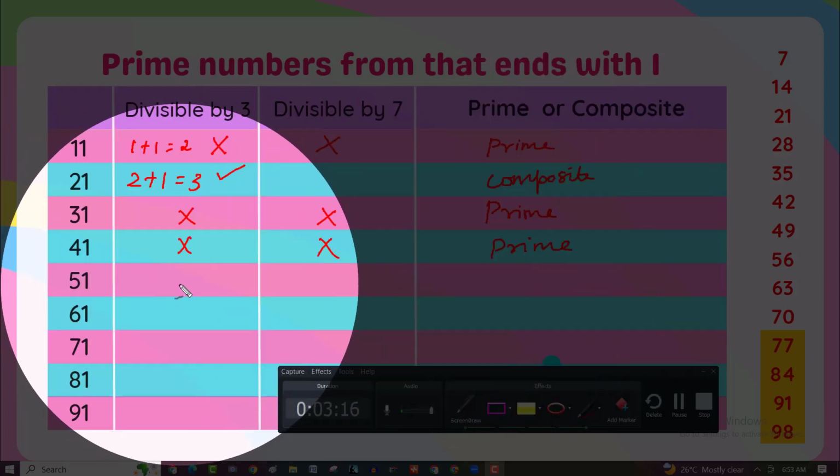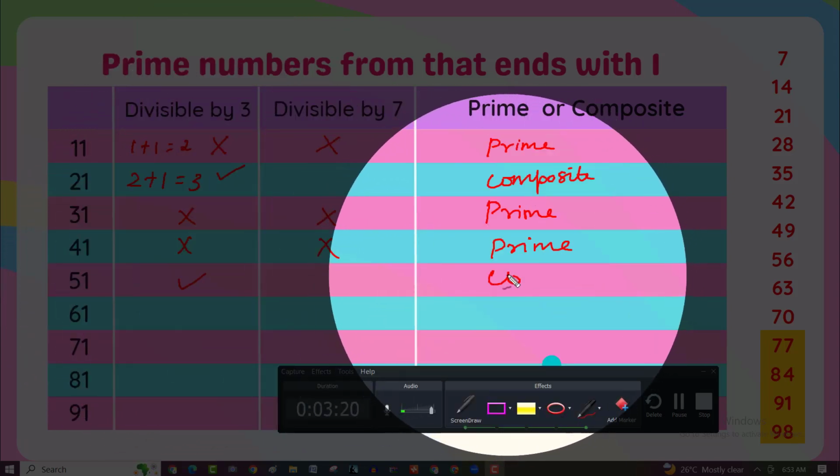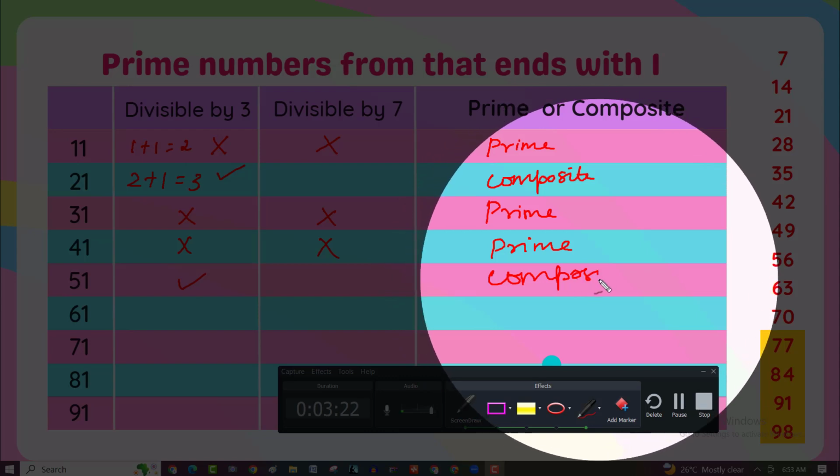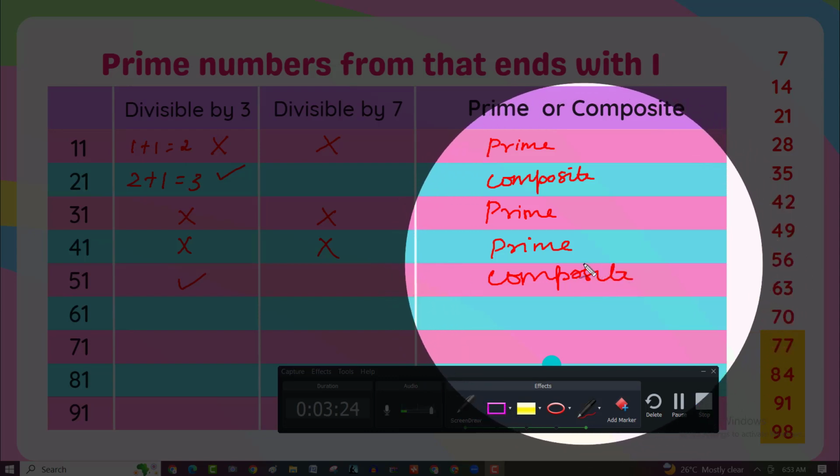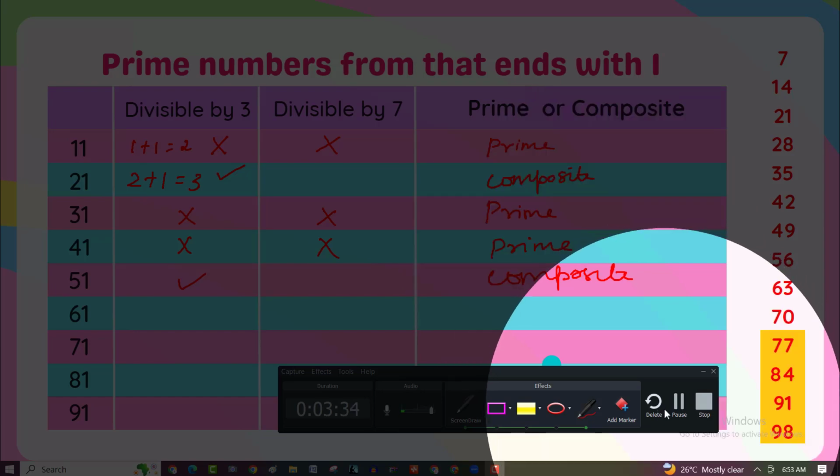5 plus 1, it is 6. It is coming divisible by 3. So it is composite. If a number is divisible by 3 or 7, you will be writing it as a composite. If it is not divisible in both the cases, without thinking you can write it as a prime. So I hope this will be very easy for you.